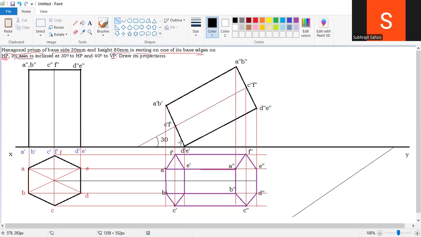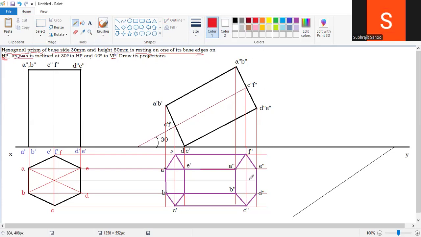Next, sir, what I will do: 40 degrees to VP, I have shown in HP. Next, what I will do, observe. Sir, is this axis and this line perpendicular or not? F dash, E, C double dash. Is the F dash C double dash line perpendicular or not? Sir, perpendicular, 100% perpendicular.